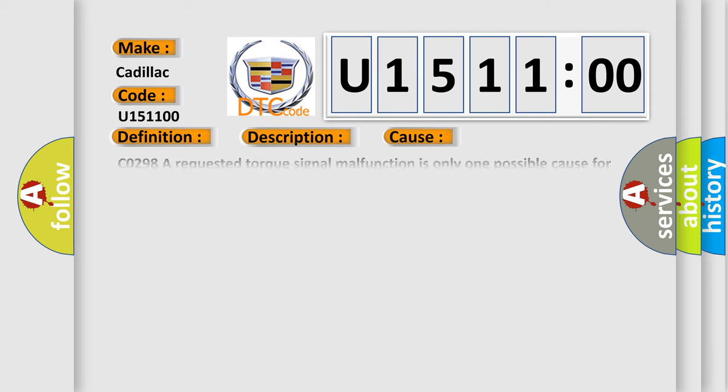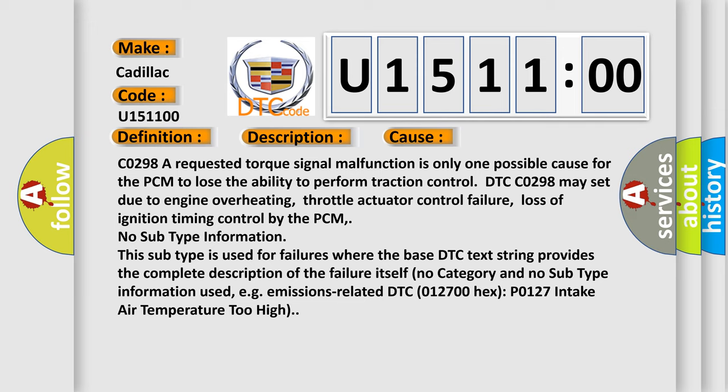This diagnostic error occurs most often in these cases. CO298, a requested torque signal malfunction, is only one possible cause for the PCM to lose the ability to perform traction control. DTC CO298 may set due to engine overheating, throttle actuator control failure, loss of ignition timing control by the PCM, no subtype information. This subtype is used for failures where the base DTC text string provides the complete description of the failure itself, no category and no subtype information used, e.g. emissions related. DTC 012700 hex PO127 intake air temperature too high.